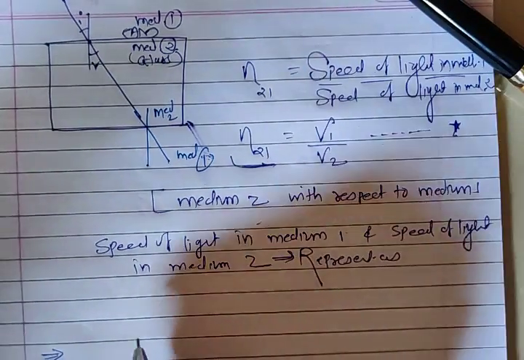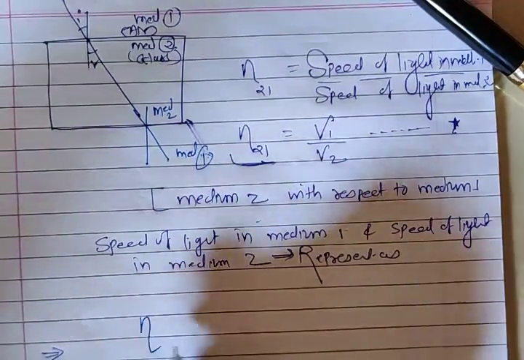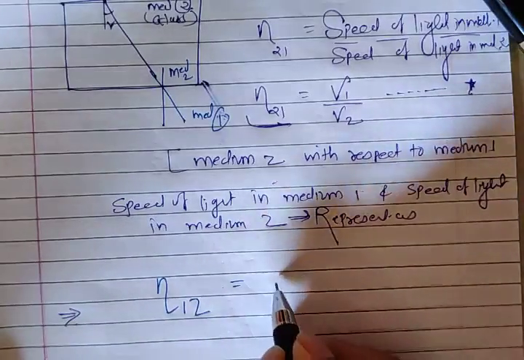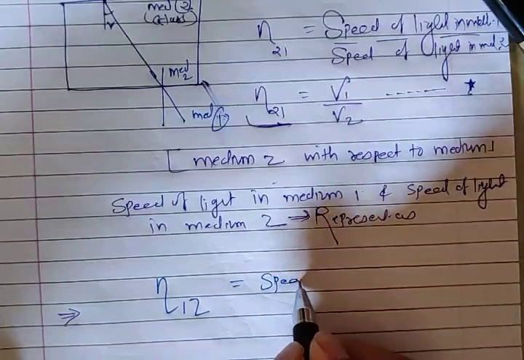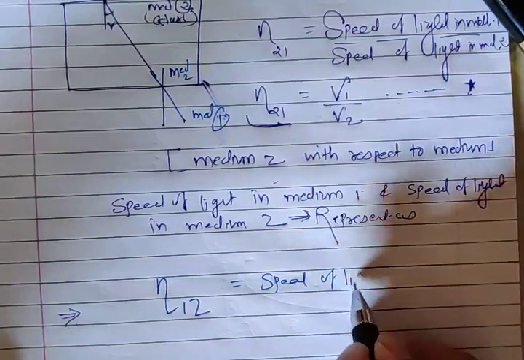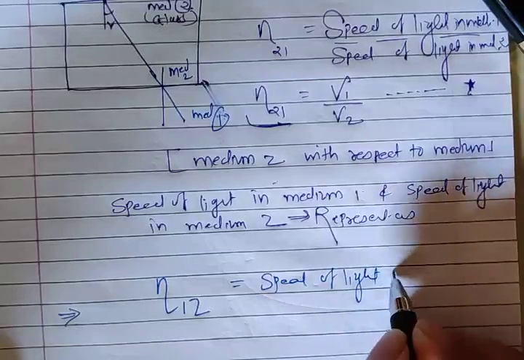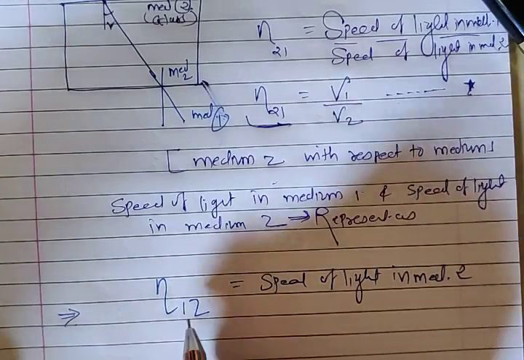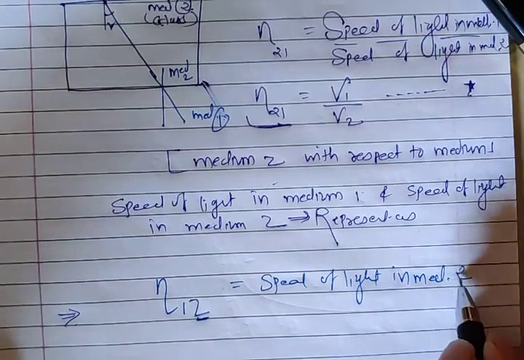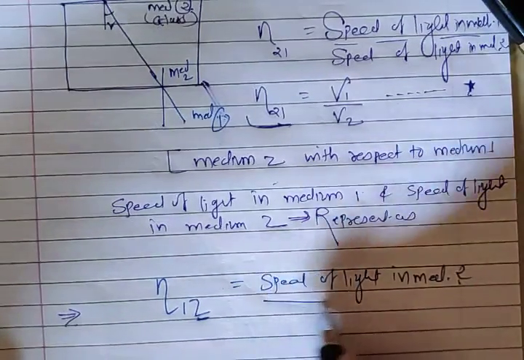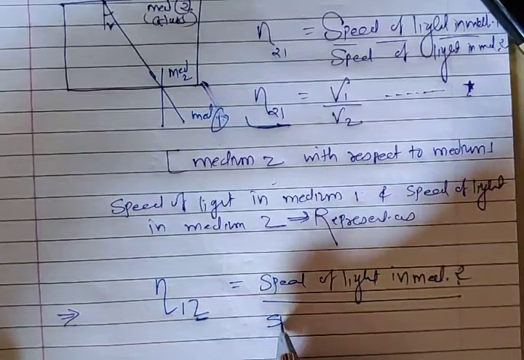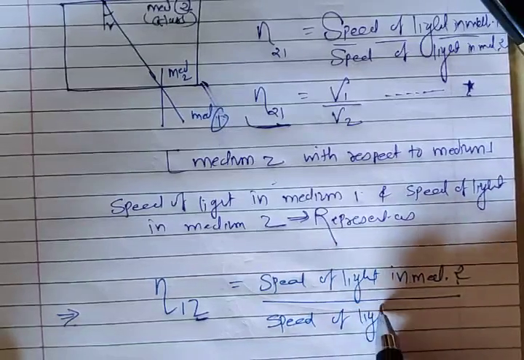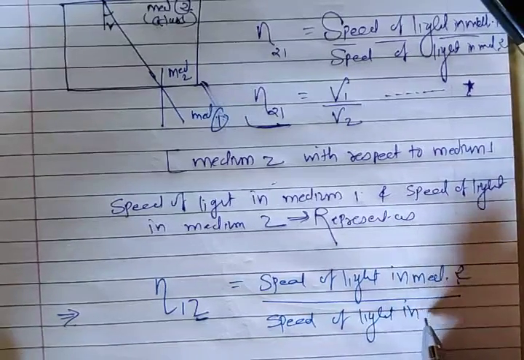Now, same statement, I have to write down eta 1 with respect to 2. So speed of light in medium 2 — जो पीछे है वो यहाँ पे आ गया — and at the same time you have to write down speed of light in medium 1.